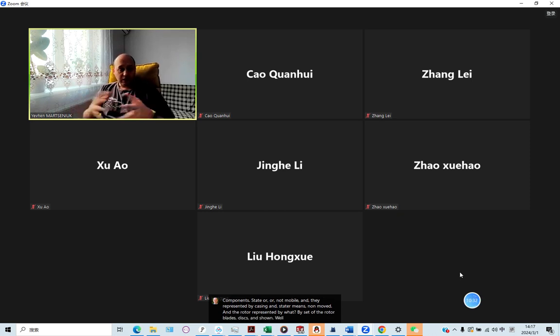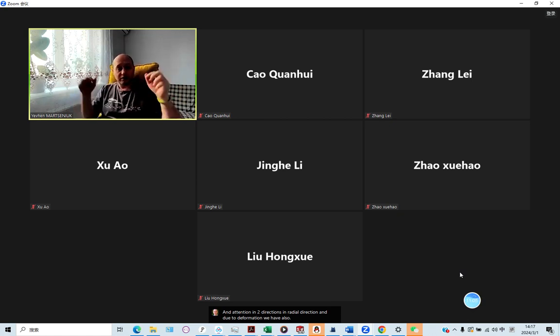Well, if we talk about the compressor, the compressor disc. Let's divide it into groups: the blades and the disc. The disc is loaded by what? It is loaded primarily by the centrifugal force, and centrifugal force leads to tension of the disc. Tension in two directions: in the radial direction, and due to deformation, we also have tension in the circumferential direction. Generally, the disc is loaded by tension.